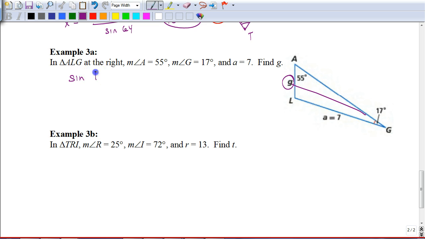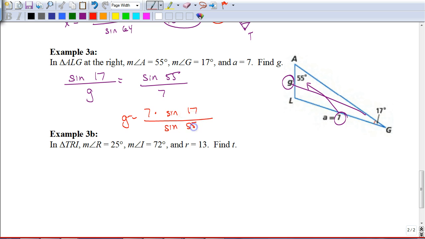So it's going to be the sine of 17 over G. I know this side here, that's 7. Well, that's across from angle A. This time I know that angle, so I don't have to do any math. I'm just going to take the sine of 55 divided by 7. So to find out what G is, we're going to take 7 times the sine of 17, all of that divided by the sine of 55. And I'll just tell you again, when you do this on your calculator, you're going to get about 2.5 as your answer. So G is 2.5.